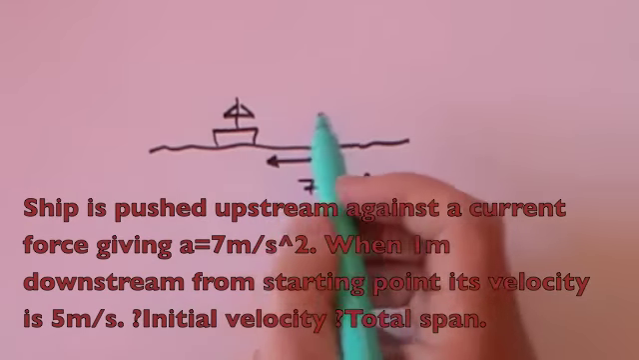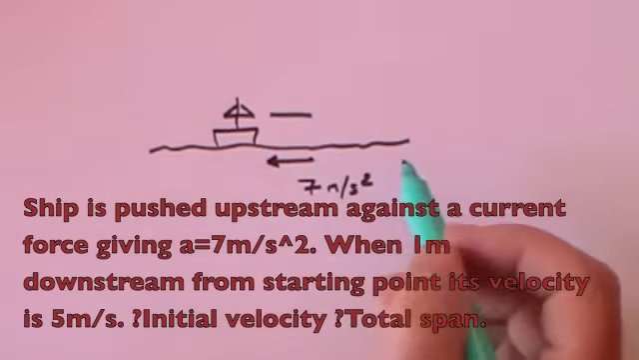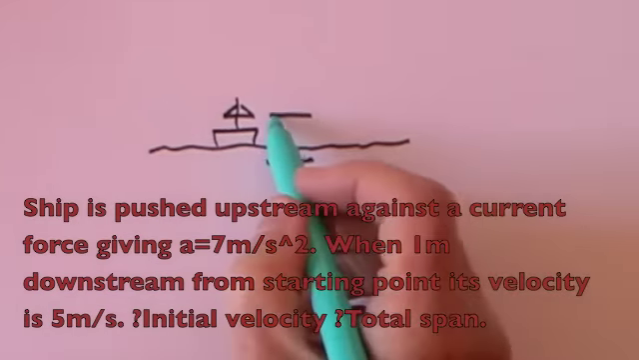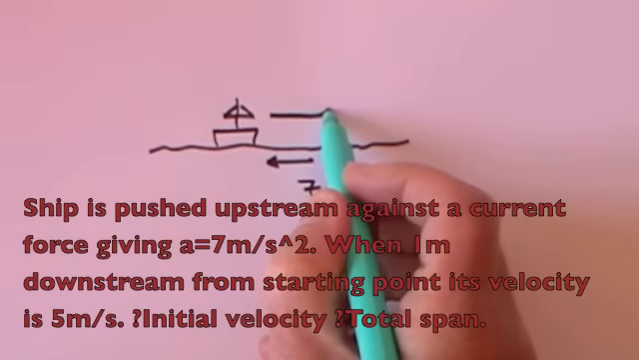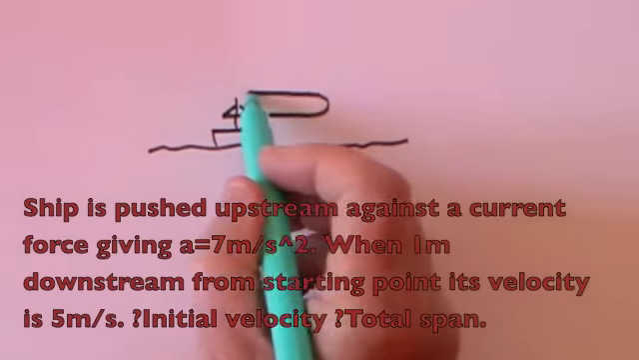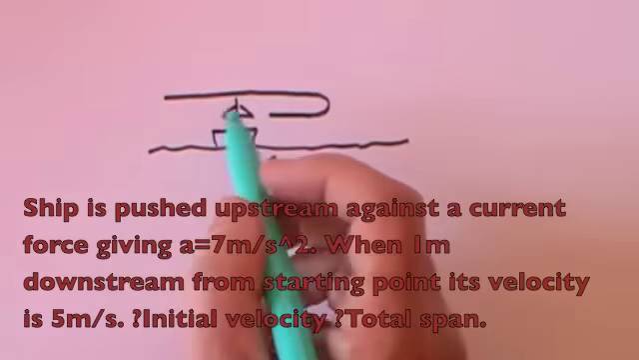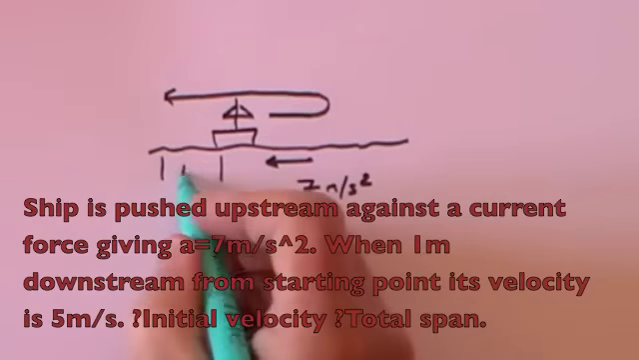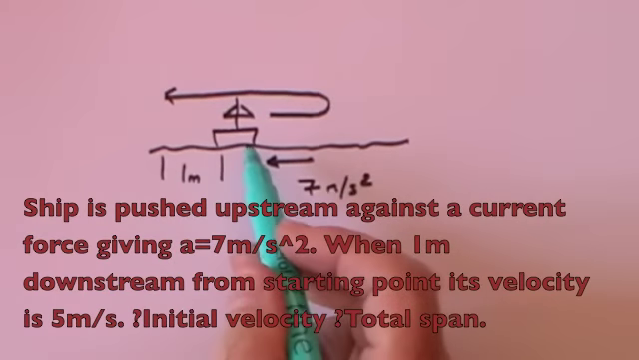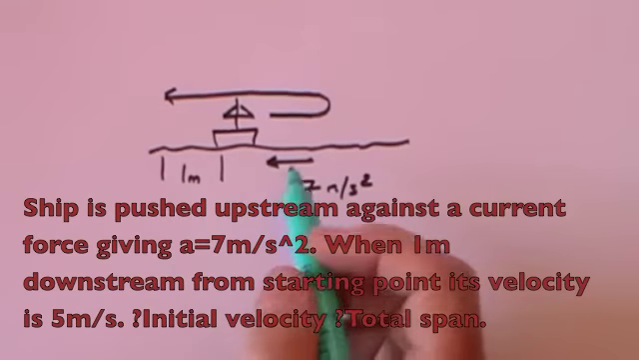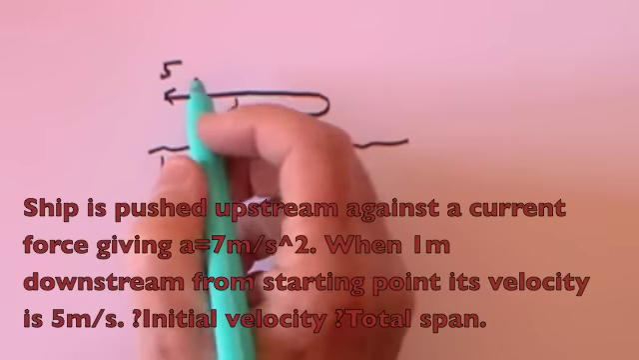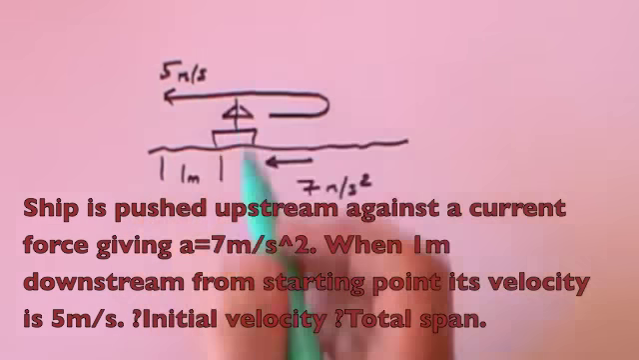What we're going to do is push it initially in this direction, so it's going upstream against the current. And of course what will happen is it will travel for a certain distance, slow down, stop, and then it will travel downstream until it gets to a point which is 1 metre away from where it started. And I can tell you that when it gets to that point, it is travelling at 5 metres per second.